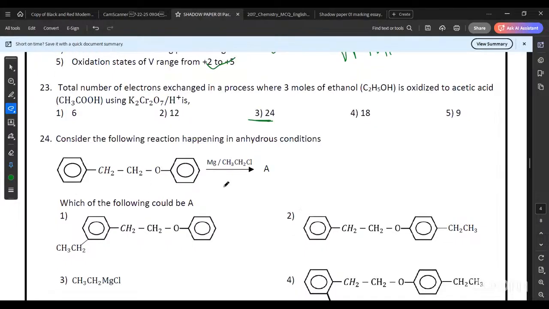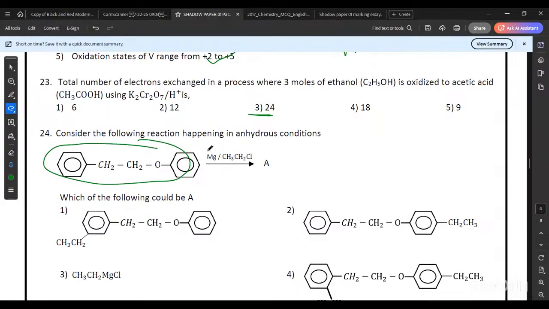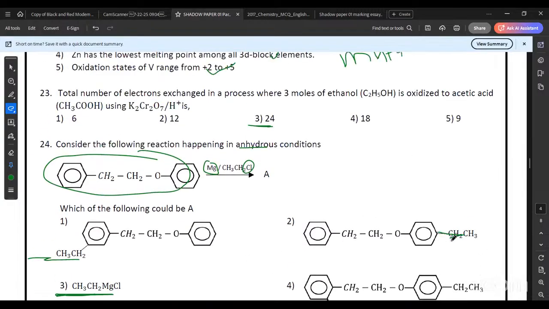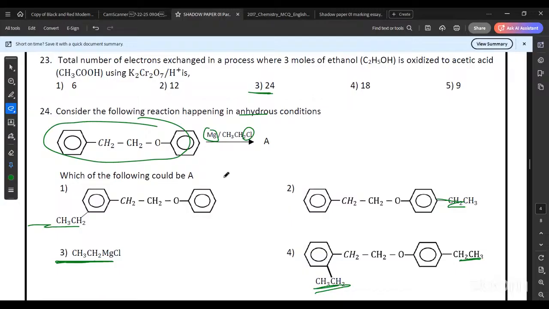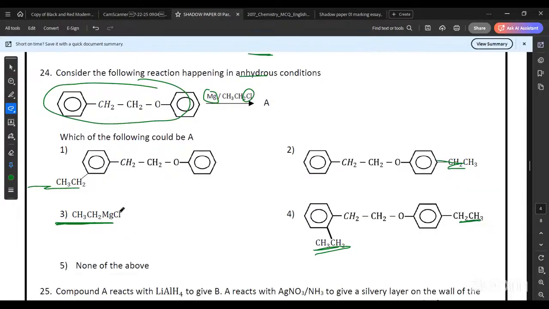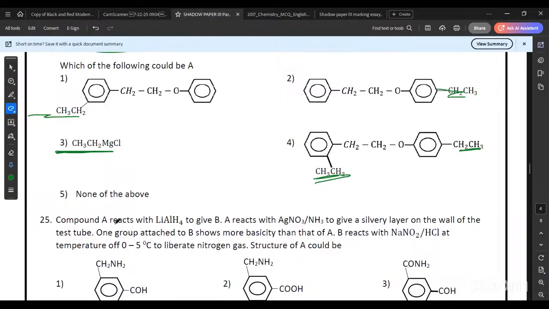24th one, this question. People were fooled by this question. People, this is an ether. This is magnesium. This is ether. Anhydrous means dry ether. Then you're going to put MgCl into this. They wasted a lot of time. I saw their faces, they were almost crying looking at this question. They were selecting these things and these things, thinking these are strong activators and so on. That's the thing. This is an ether. This is the product. Then it's answer number 3.